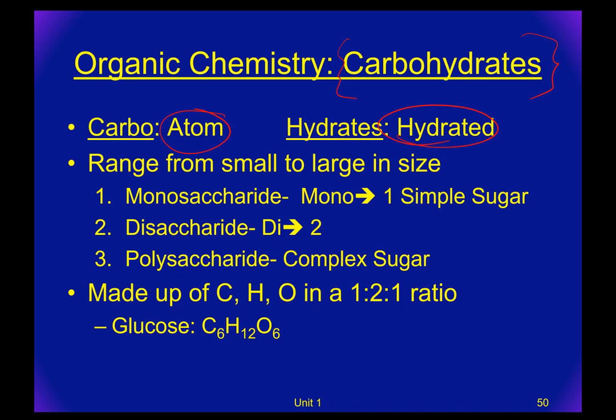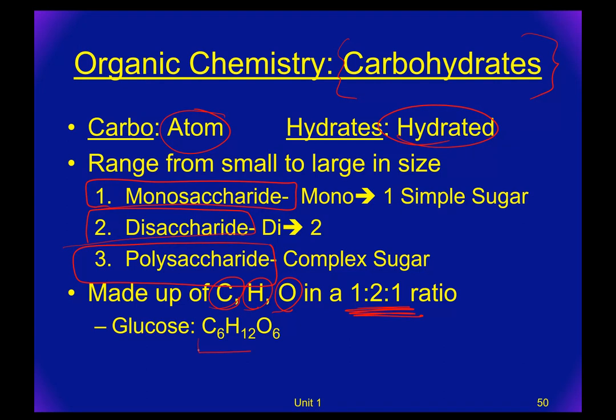Carbohydrates can range in size from being very small to very large. Monosaccharides. Mono means one. So these are the simple sugars. These are the small sugars. Disaccharides. Di means 2. These are a little bit more complex. Polysaccharide. Poly means many. These are the complex sugars. They are made up of carbon, hydrogen, and oxygen in a 1:2:1 ratio.